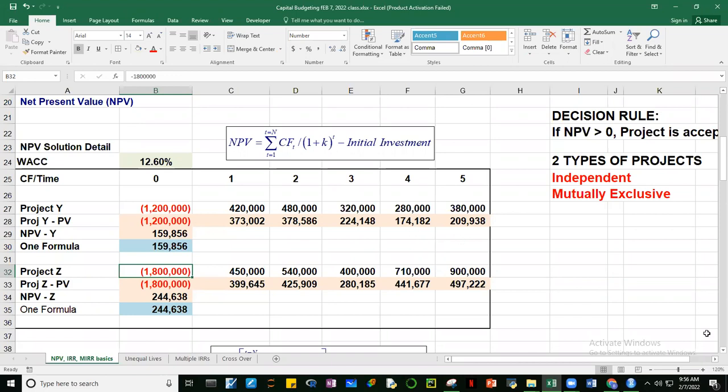However, if the projects are mutually exclusive, then there should only be one choice, and that turns out to be project Z. Okay, so project Z is the chosen project by virtue of having the higher net present value.